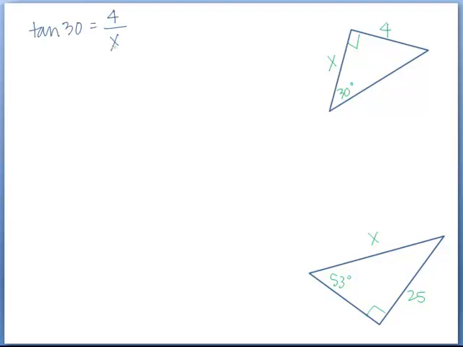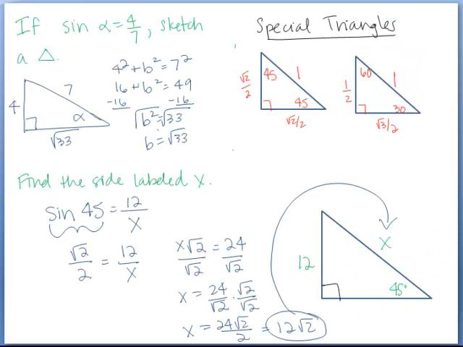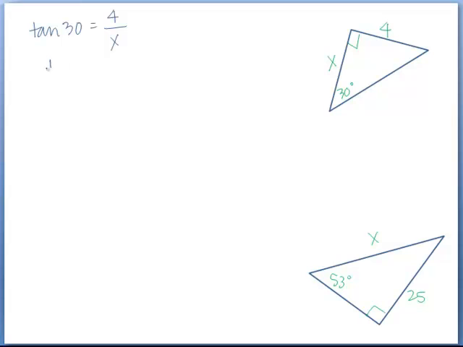If we go back to our special triangles, tangent of 30 degrees. Let's go to the 30-degree special triangle. The tangent of 30 degrees is opposite over adjacent, so 1/2 over root 3 over 2. So let's say 1/2 over root 3 over 2 equals 4 over x.